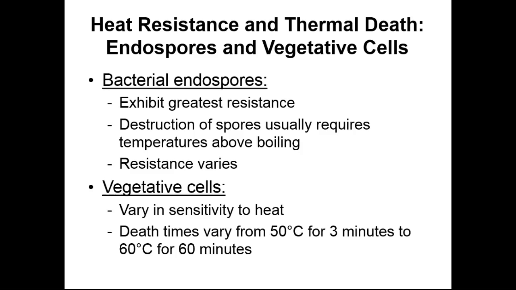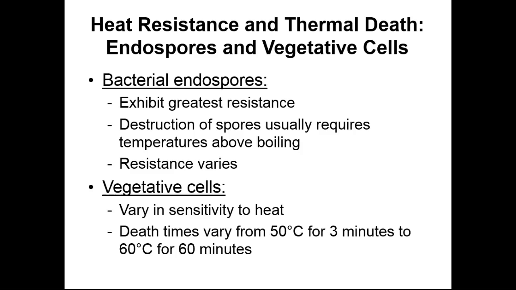Our bacterial endospores have a great resistance to death. Destroying a bacterial endospore requires a temperature above the boiling point of water, above 100 degrees Celsius. So if we're using those moist heats, we need to use a moist heat that is under pressure in an autoclave or a pressure cooker. Depending on the specific endospore you're looking at, the resistance of that endospore to dying or death is going to vary from organism to organism and species to species.